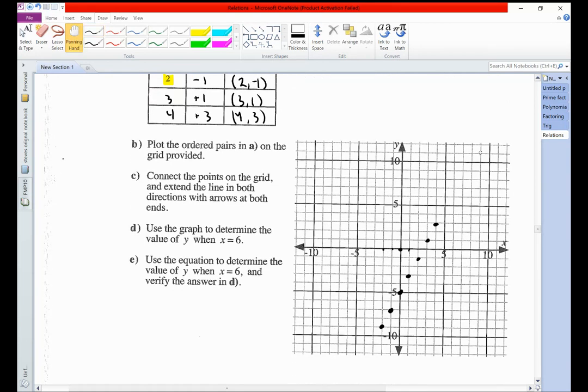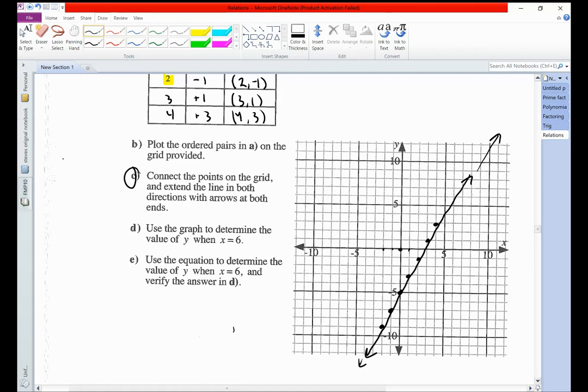We don't have any context for this equation, whether it's continuous or discrete. So what you can do is just draw your line. If you're not sure, draw your line. It says right here, connect the points on the grid and extend the line in both directions with arrows at both ends. Those arrows mean that this line goes forever in that direction and forever in that direction.